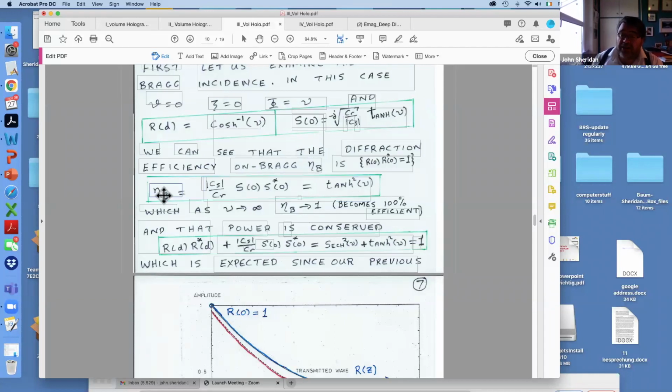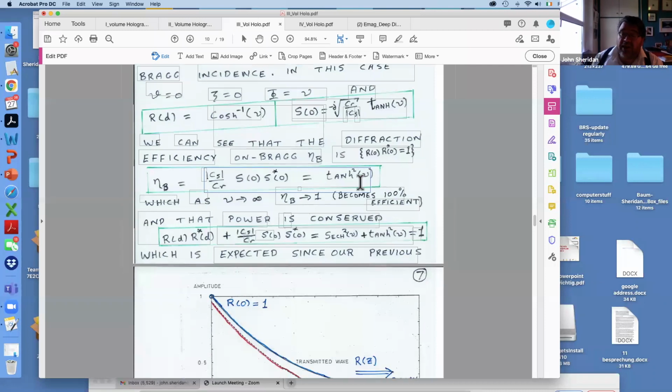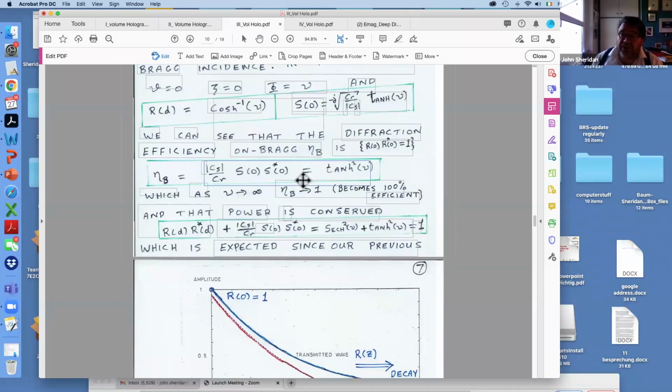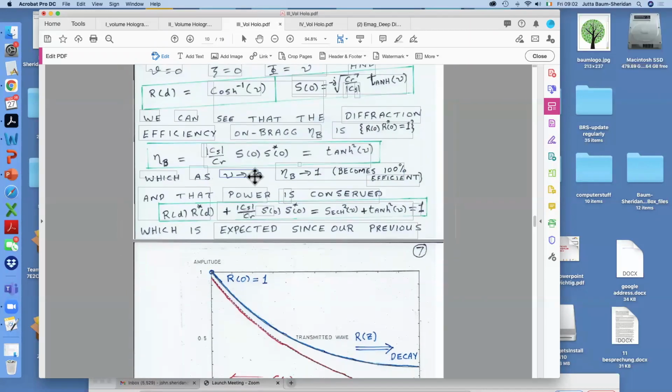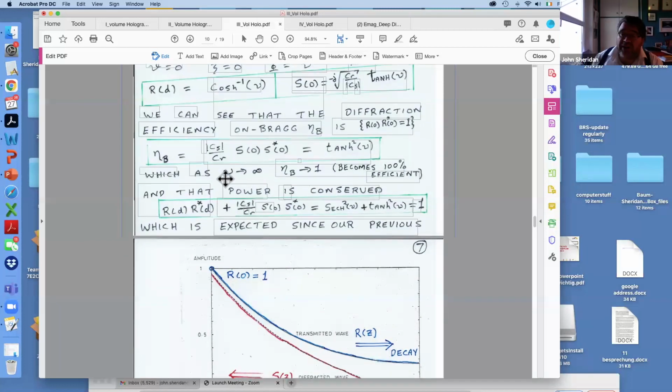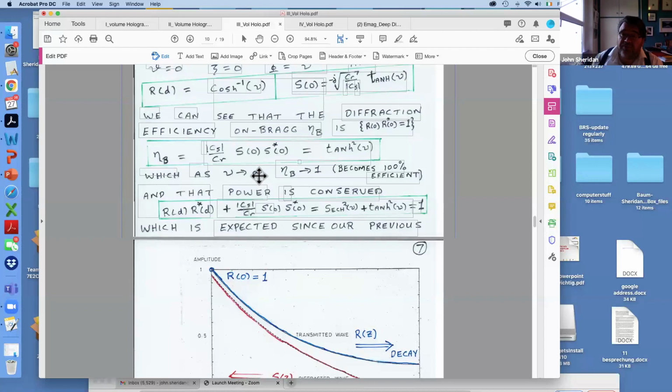But now we've got a diffraction efficiency for the reflection geometry, which is the hyperbolic tangent. And the hyperbolic tangent, as you increase the grating strength, gets closer and closer to 1, but it never quite gets to a value of 1. It only gets there when the grating strength is infinite. So we've actually got an infinite thickness, or infinite modulation.